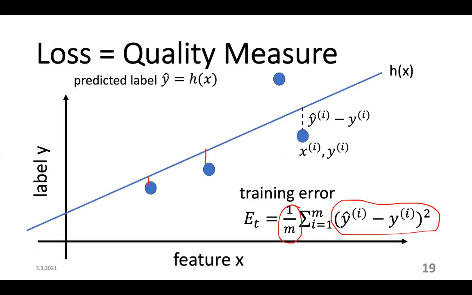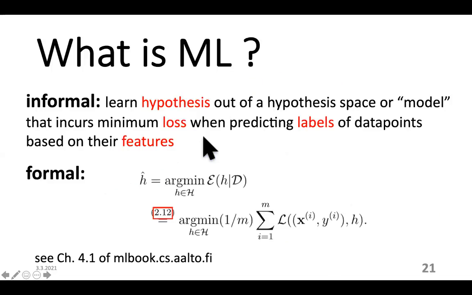Out of all possible hypothesis maps that you have in your model, pick the one that has the smallest average loss on your training set. So you could say that this optimization problem defines machine learning. Machine learning is a specific optimization problem, and machine learning algorithms in turn are optimization algorithms.